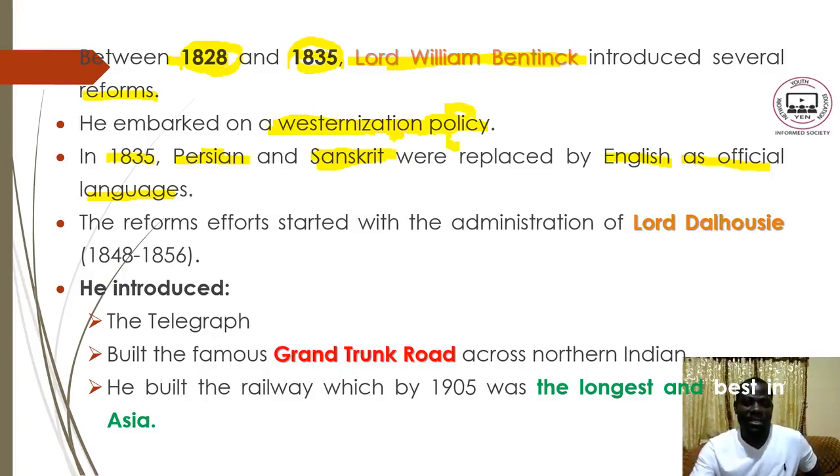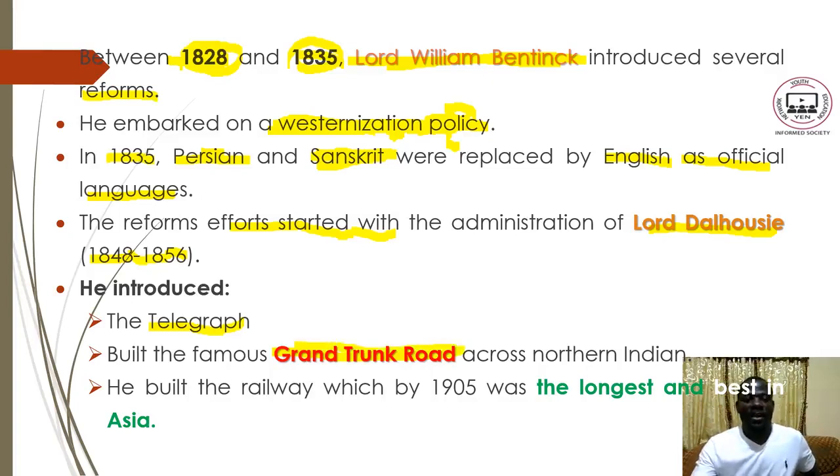So the reform efforts started with the administration, however, of Lord Dalhousie, which was there between 1848 and 1856. Between 1848 and 1856, there was another British official who was in charge of India. So during this time, that's when there were tangible reforms. So what were they? He introduced the telegraph. He also built the famous Grand Trunk Road. There was that road that was built during his time.